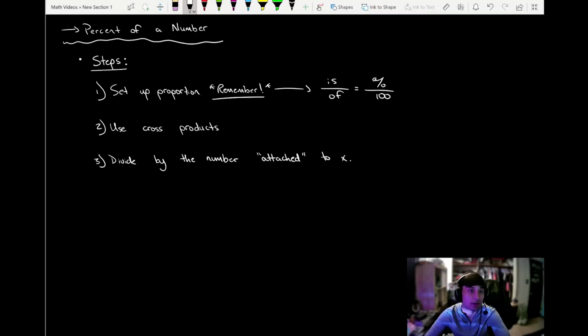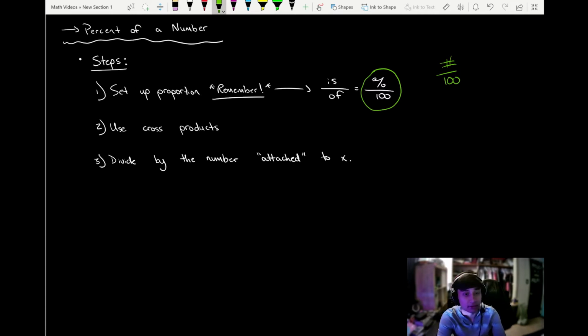But here's the stuff I'm talking about. So percent of a number, here are the steps. First, we set up a proportion, and we can remember this quick little fun thing to say: is over of equals percent over 100, right? And this notation isn't fully correct, because a percent is already just some number over 100. So when I use that percent sign over 100, that's not fully correct, but we do it that way because it's easy to remember. But you'll see what I'm talking about in the examples.